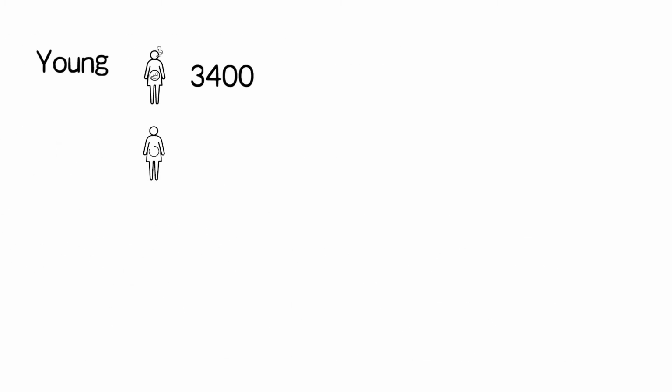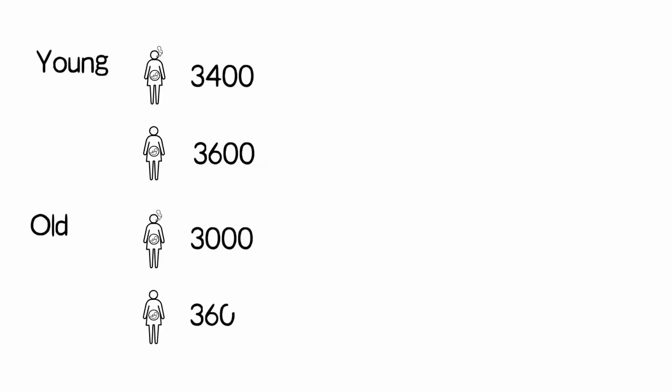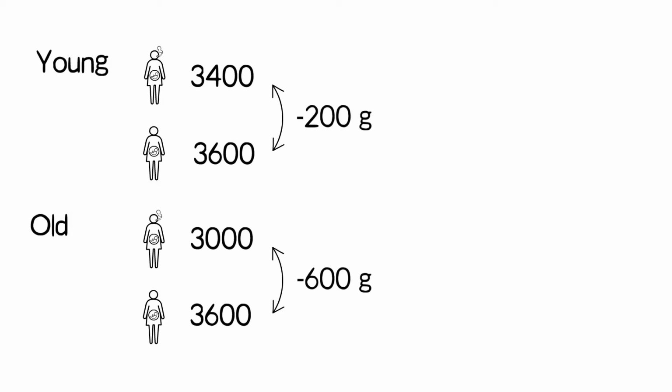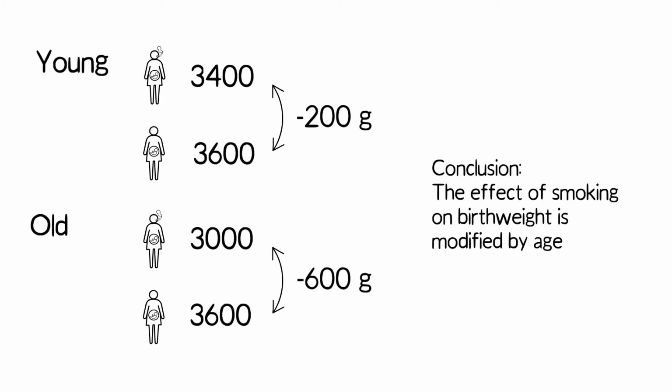Similar to confounding, interaction can be revealed by stratified analysis. Suppose our stratified analysis showed these results. The effect of smoking is -200 in younger women and -600 in the older group. This clearly shows that the effect of smoking on birth weight depends on age. In other words, there is interaction of smoking and age on birth weight. To answer the question, what is the effect of smoking on birth weight, you have to specify age in order to give the most correct answer.